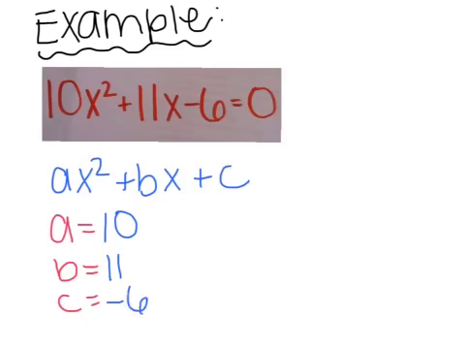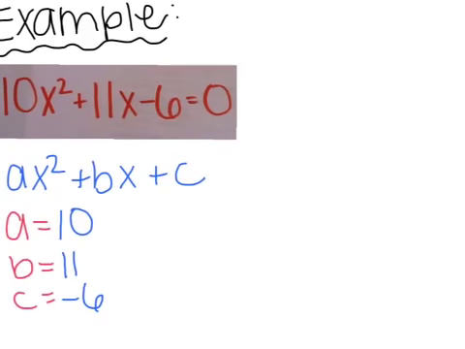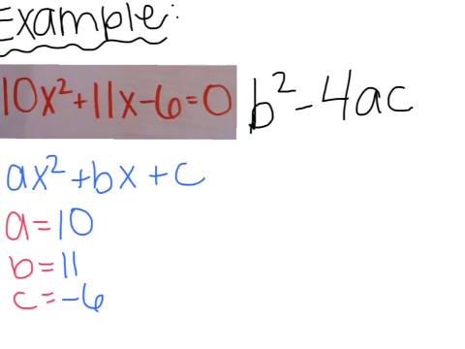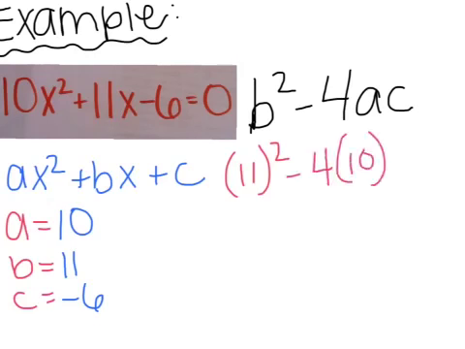The second step is we have to simplify the discriminant. And the discriminant is b squared minus 4ac. So you're going to plug in the values that we already found for a, b, and c, so 10, 11, and negative 6. If you plug those in, b is 11, so 11 squared minus 4 times a, which is 10, times c, which is negative 6.